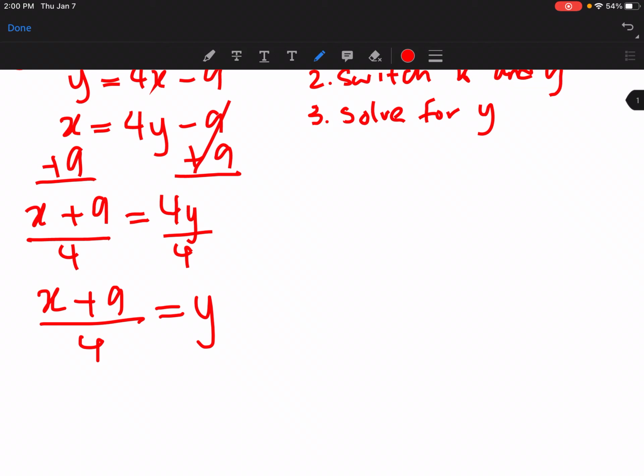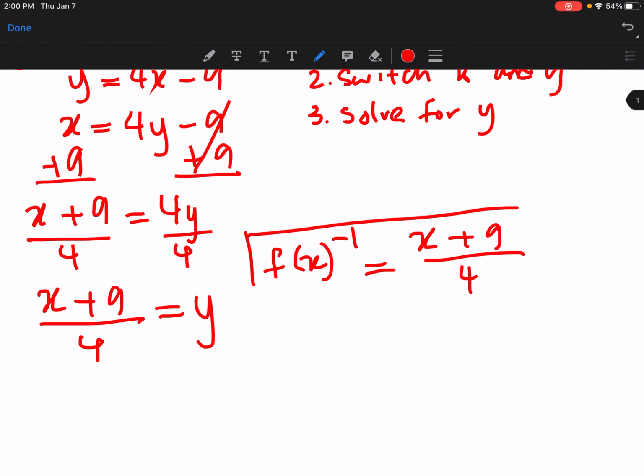Now, if I keep it as y, then it looks like it's the same as the original function. So to notate that this is an inverse, we need to rewrite this as f of x to the -1, meaning that it is the inverse of the original function, which is x plus 9 over 4.